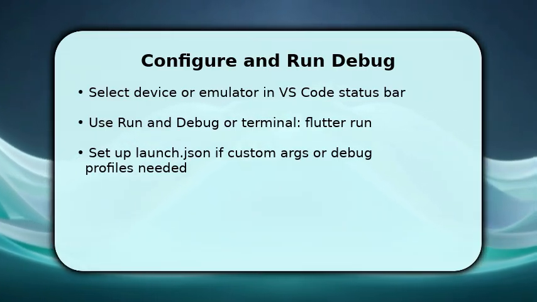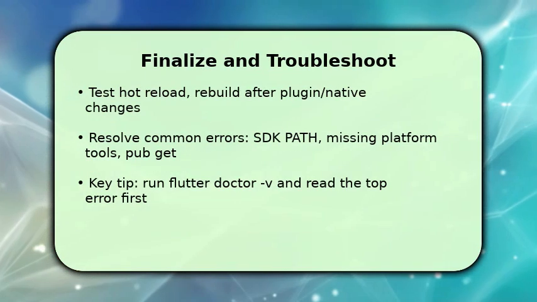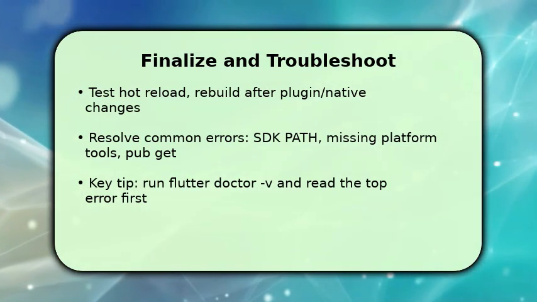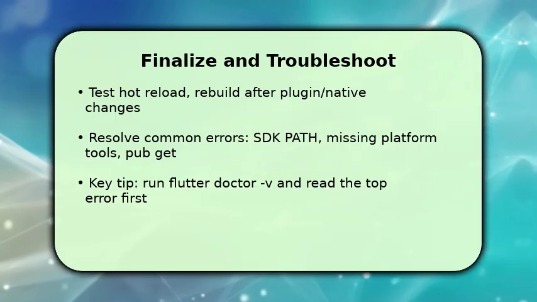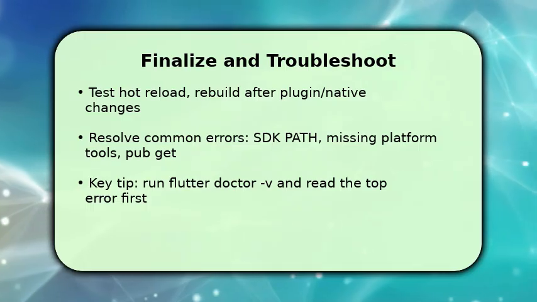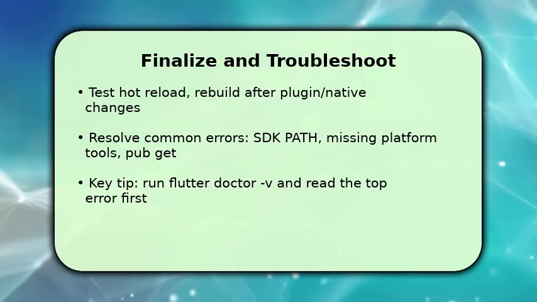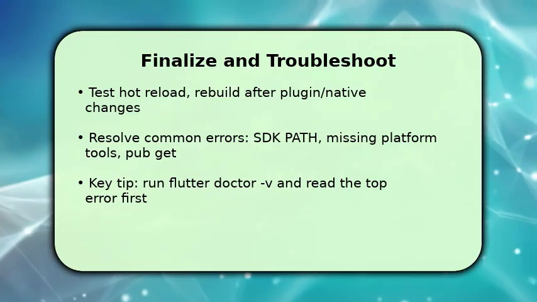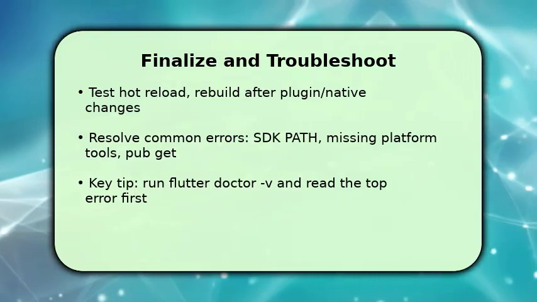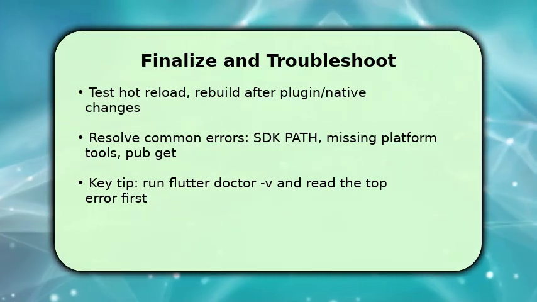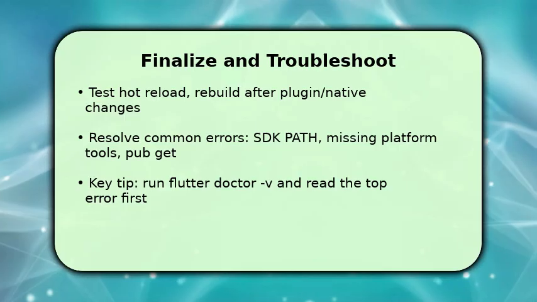Finish by stabilizing your workflow and knowing how to fix problems quickly. You should validate hot reload works and perform full rebuilds whenever you change native plugins or platform code. If something breaks, run flutter pub get, rebuild, and confirm SDK path and platform tools are accessible. Also check VS Code extension status and reload the window. If errors persist, run flutter doctor -v and address the highest priority issue first. This single step resolves most startup issues.